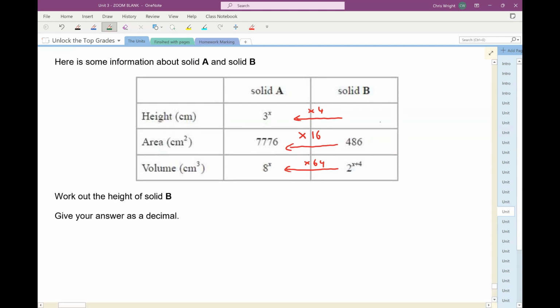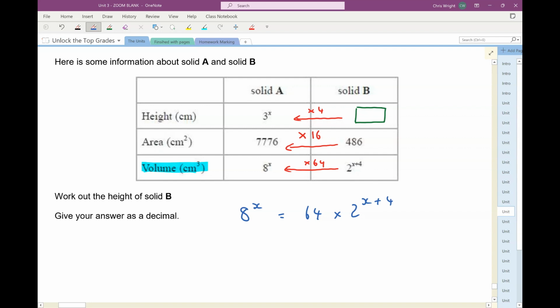So it's asked me to work out the height of solid B here, which would be 3 to the x divided by 4. But I really need to know what x is, don't I? So let's turn our attention to the volume here. I can see that 8 to the power of x, the volume of solid A, is equal to 64 times 2 to the power of x plus 4.